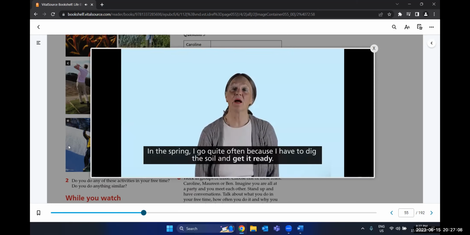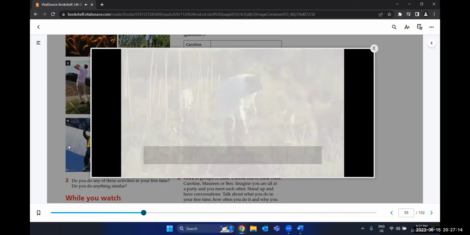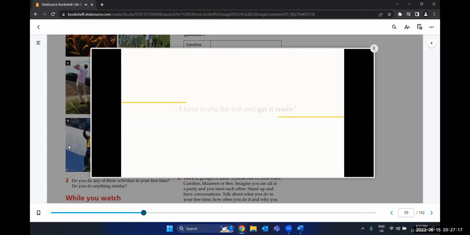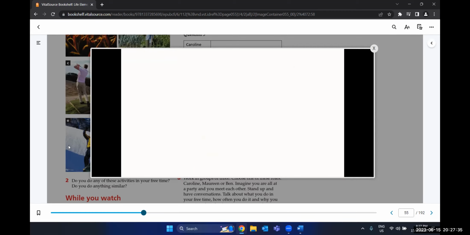In the spring, I go quite often because I have to dig the soil and get it ready. So what does get it ready mean? It means to prepare the soil. The same when you say, I have to get myself ready for work. I have to prepare myself.